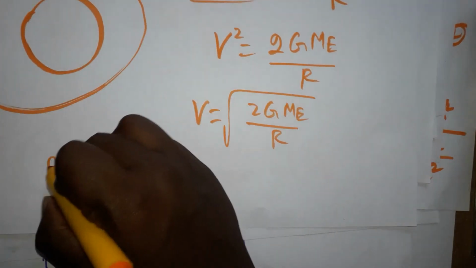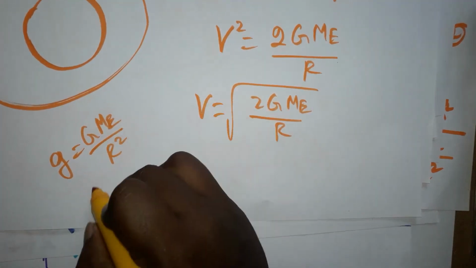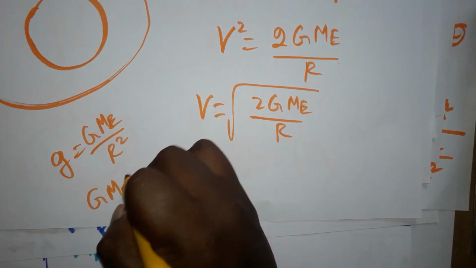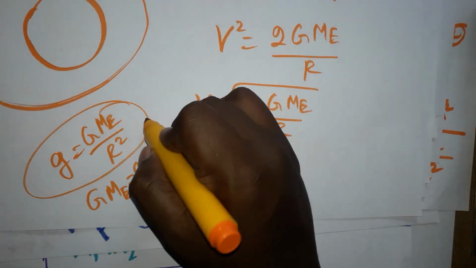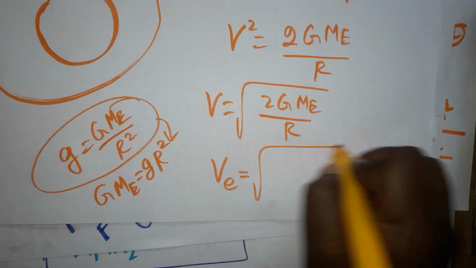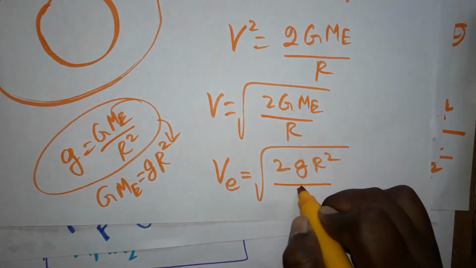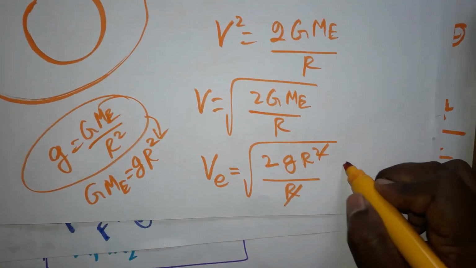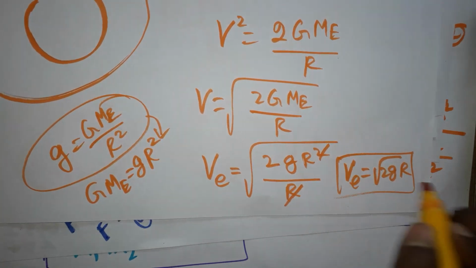Already we know g is equal to GMe divided by r squared. So GMe is equal to g times Re squared. I modified the same equation like this. So the escape velocity is the root of 2 times g Re squared divided by r. This gets cancelled, so escape velocity is equal to the root of 2gr. I hope you understand.